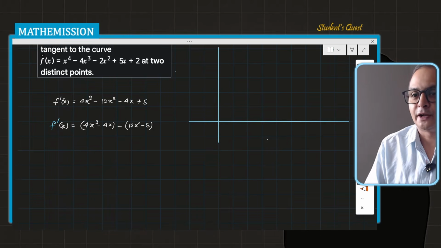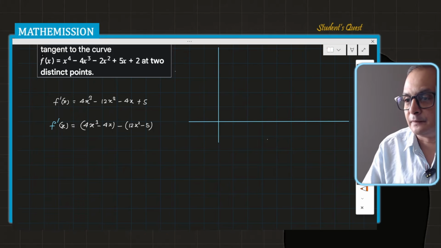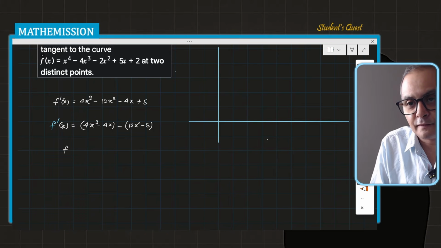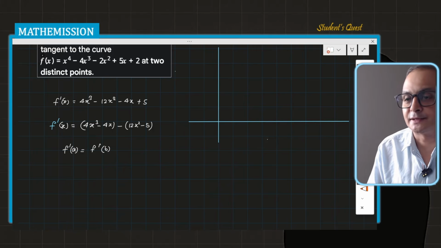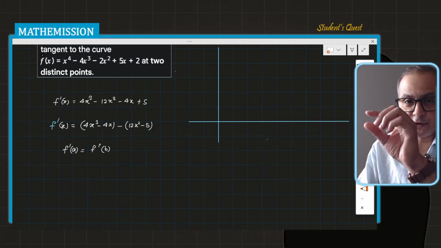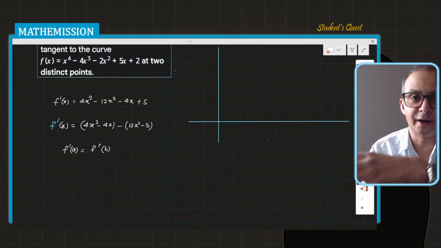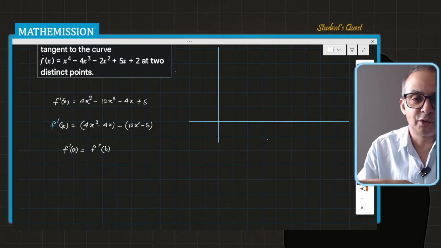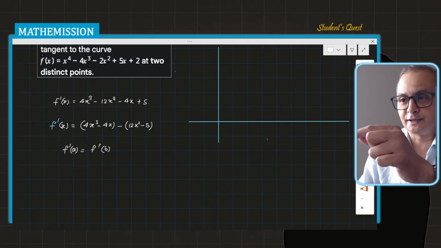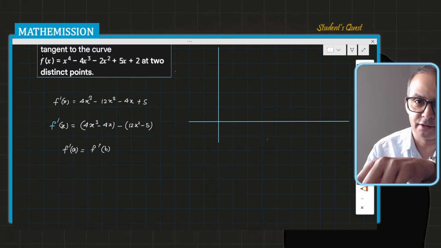So what we can do is look for two values of x such that f'(a) must be equal to f'(b). That means I am looking for two values of x at which the slopes are equal. Why am I looking for it? Because at those points you could be drawing the same tangent.